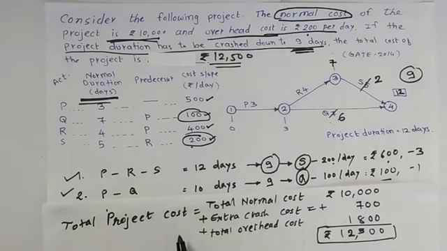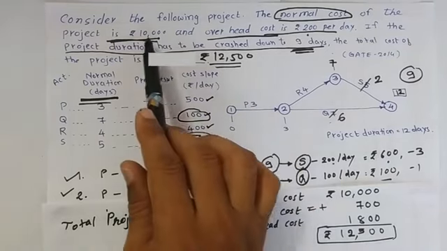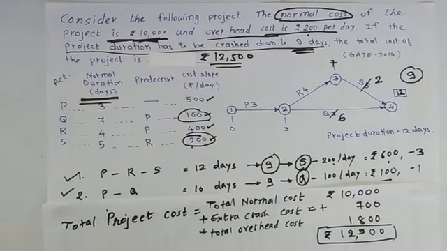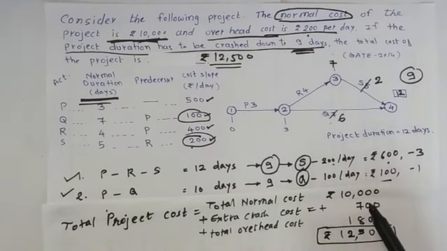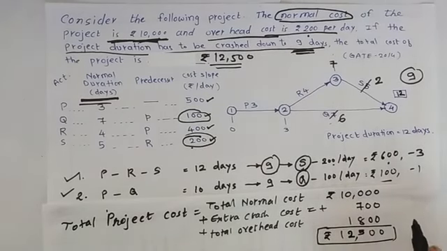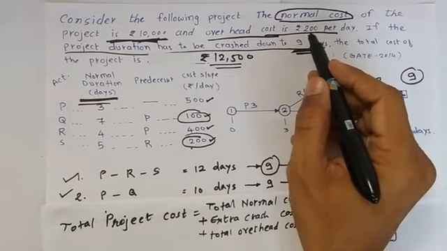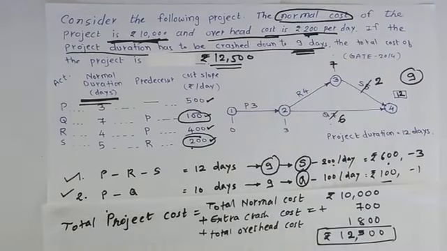So the total project cost is equal to total normal cost plus extra crash cost that is incurred because of crashing the activity, and total overhead cost. So total normal cost is given, rupees 10,000. The extra cost is because of 600 plus 100, that is 700, and overhead cost is for 9 days and that is equal to 200 per day. So that is 9 into 200, 1800, and so the total project cost is 10,000 plus 700 plus 1800, that is equal to 12,500 rupees.